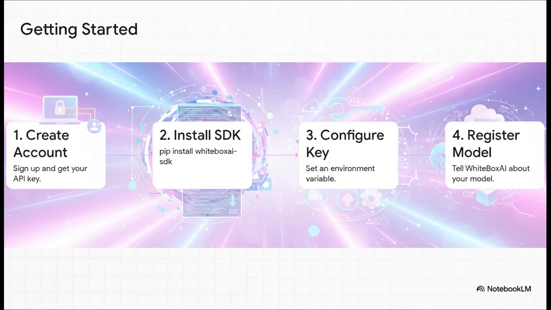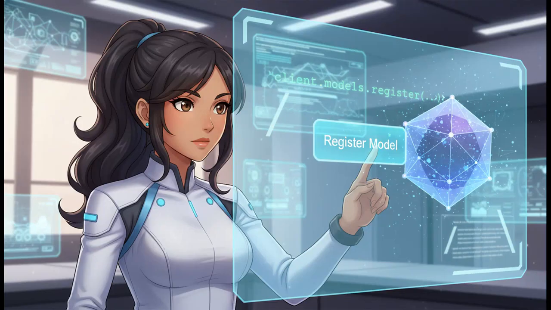All right, so how hard is it to get this up and running? Turns out it's incredibly simple. We're talking 4 basic steps that'll take you just a few minutes. First, you sign up and get your API key. Then it's the classic pip install command. You set that key as an environment variable and boom, you're ready to register your first model. It's really that fast.